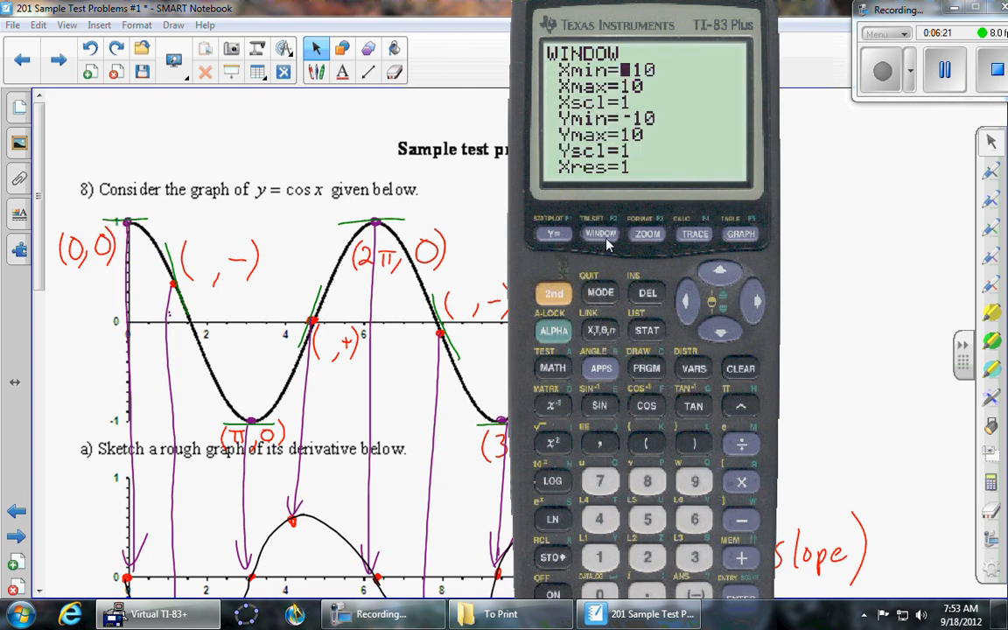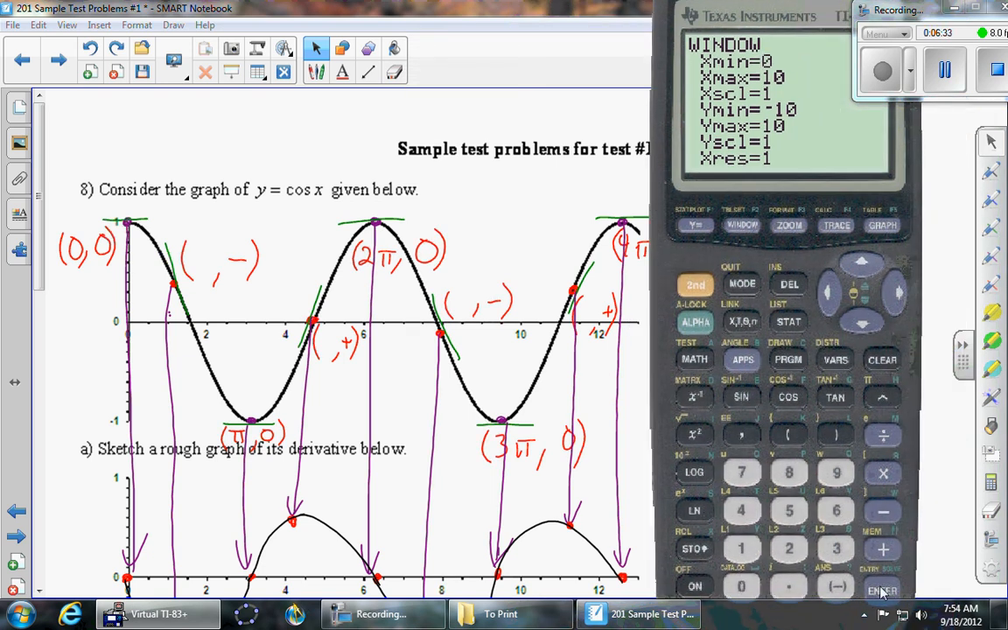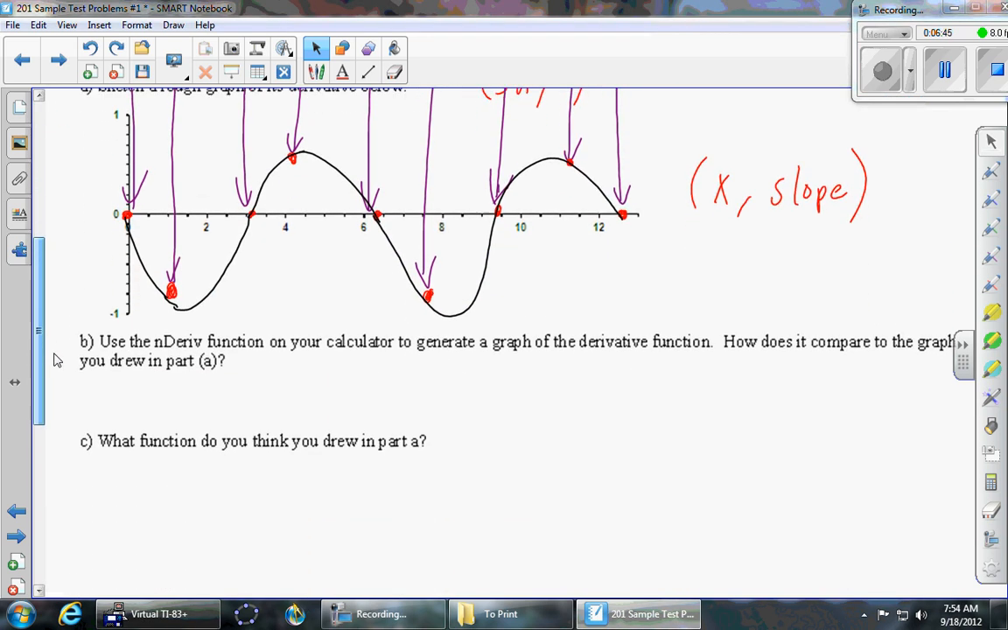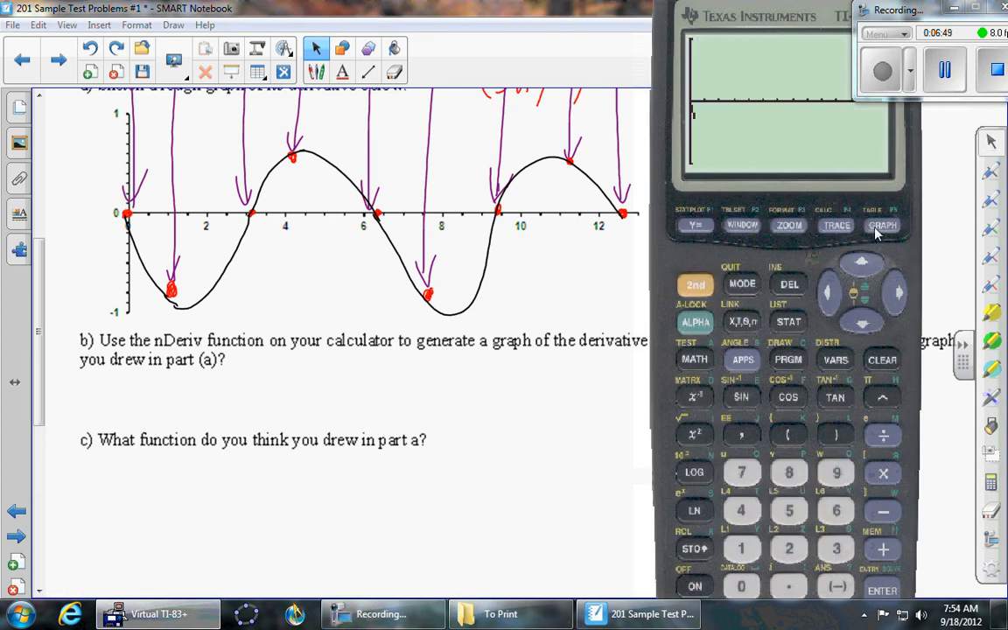And then the other thing I want to do is fix the window. Negative 10 to 10 isn't maybe the best window for the cosine graph. So let's get the graph to look like the one that's drawn here. So it looks like it goes from 0 to, I don't know, maybe 13. And then in terms of the y's, looks like -1 to 1. So we'll graph that. And so before we hit graph, again, we're hoping it looks like that. That's our best guess anyway.